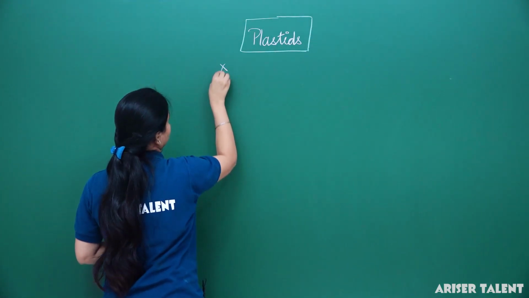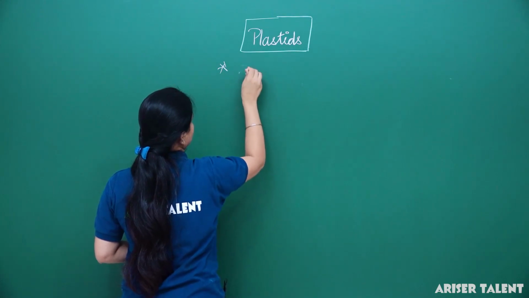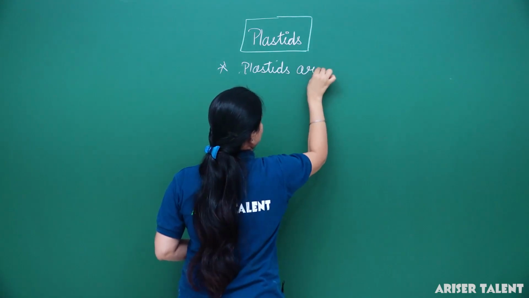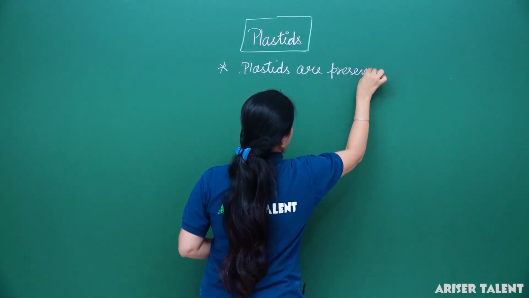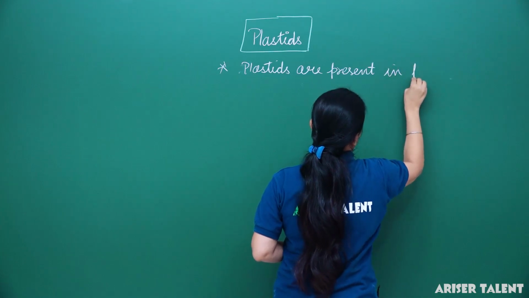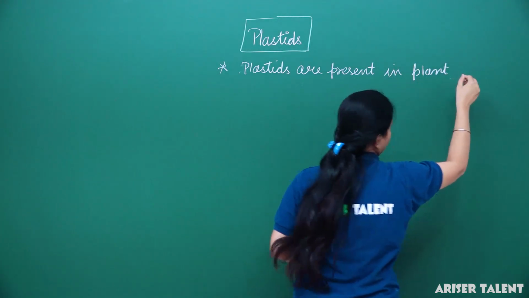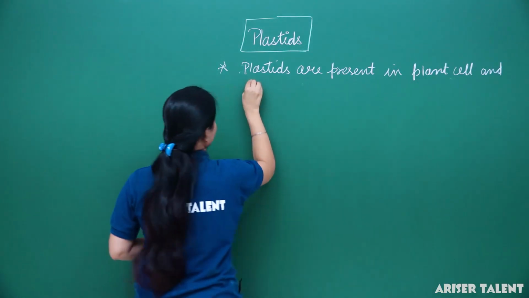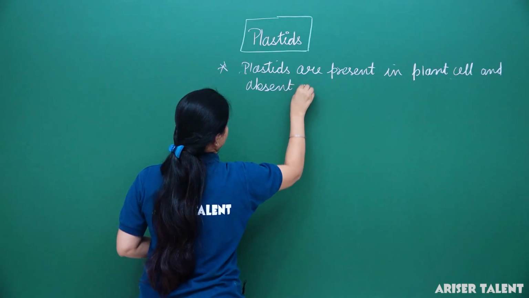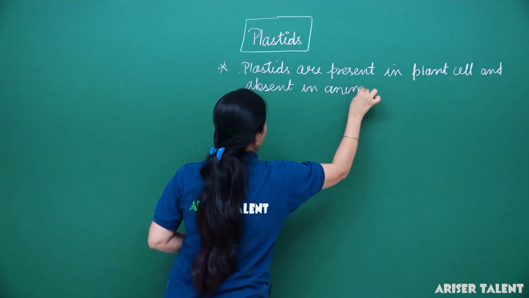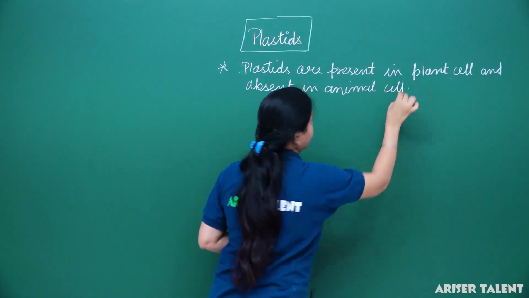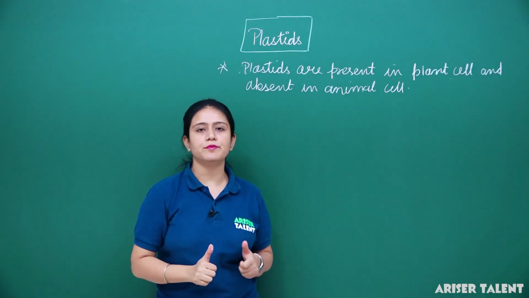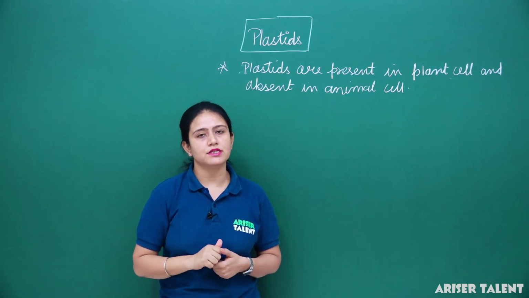They are present in plant cells. Plastids are present in plant cell and absent in animal cell. Why is it so? Because plastids are responsible for colors. So they are present only in the plant cell and they are absent in the animal cell.